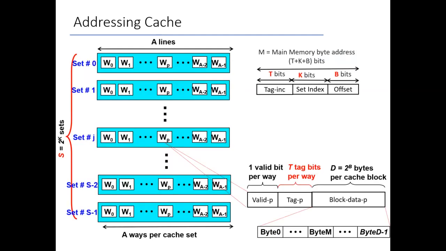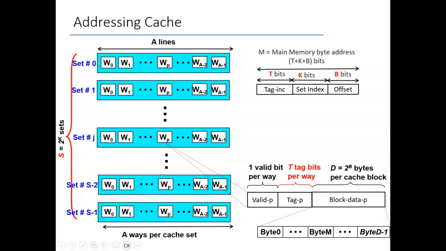So can you see here now again? I'm going through the same thing. Can you see how many sets there are? There are 2 to the power k sets, because it depends on k. And how many ways are there per set? There are a ways per set. So this is way 0, way 1, and so on, up to way p. These are a ways per cache set.